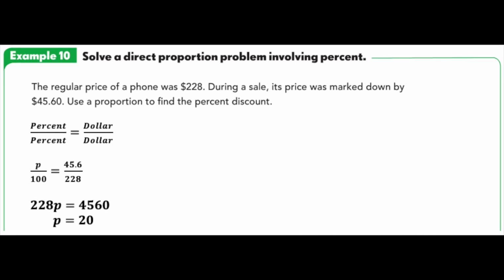We could again use cross products, and when you do, you'll notice that we are left with 228P equals 4,560, which again shows our unknown percent value equaling 20, which again shows that $45.60 is 20% of the original 228. Therefore, there was a 20% markdown.